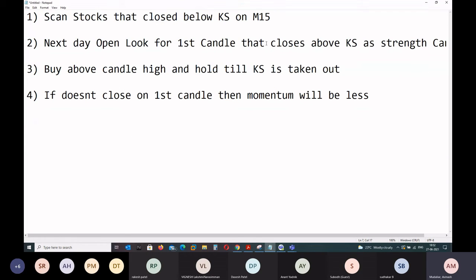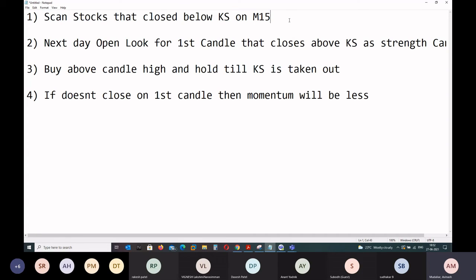This is where you purchase intraday as the market opens, when you want to know which stock will go upside for the day. How do you do it? This is for intraday plus positional for a few days. First, you scan for a stock that closed below Kijun Sen on 15 minutes. I've already created a charting scanner which you can run on the EOD. You'll get a list of stocks which closed below KS on 15 minutes.